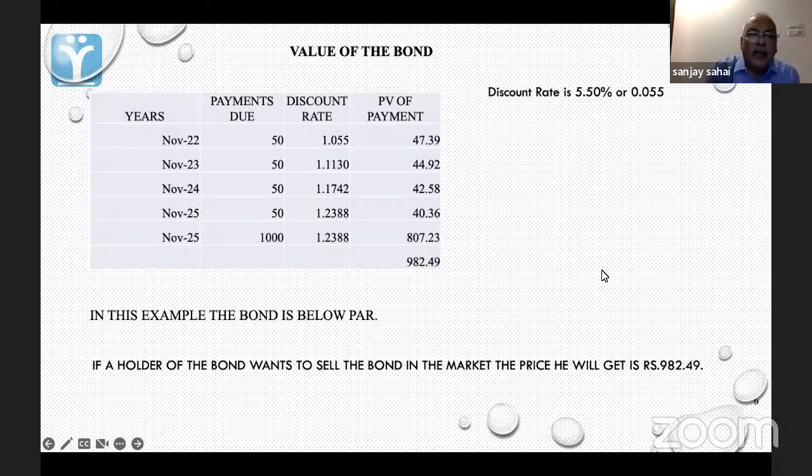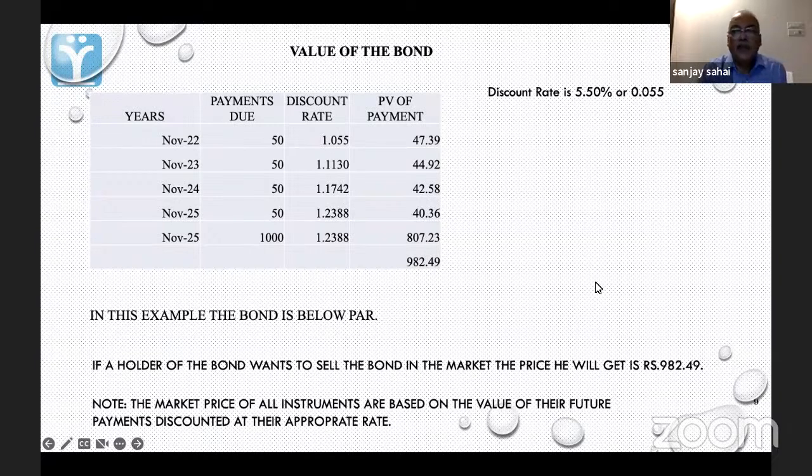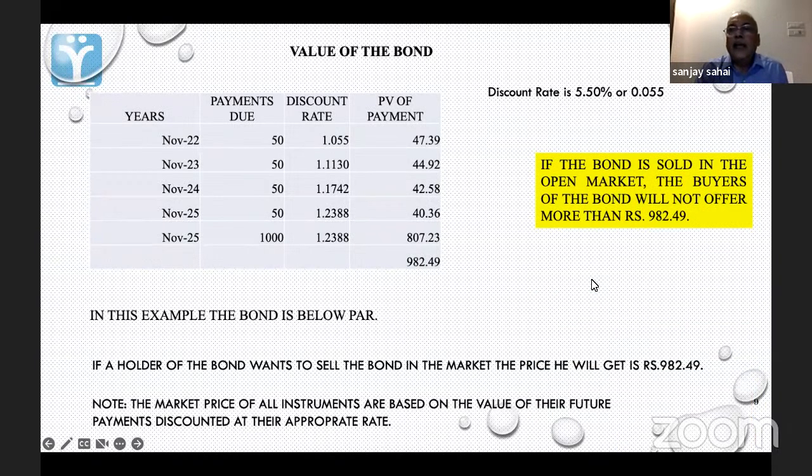So यहाँ पर क्या हो रहा है कि the market price of the bond will become 982.49. And in this way, these two bonds will now be equal to each other. This is the point. Are you people understanding this? Yes, sir.